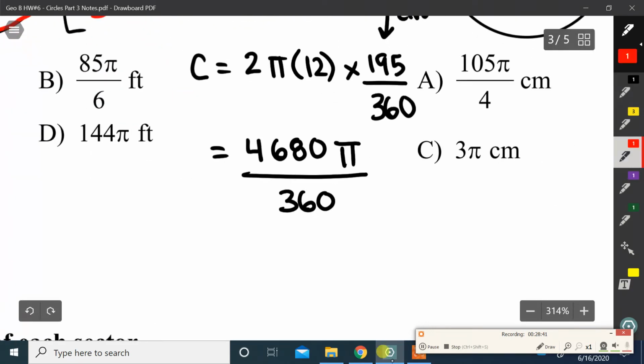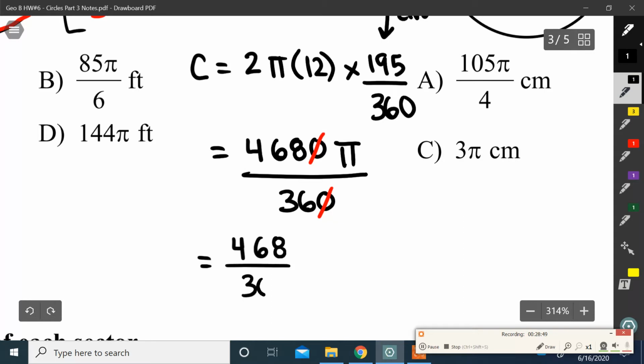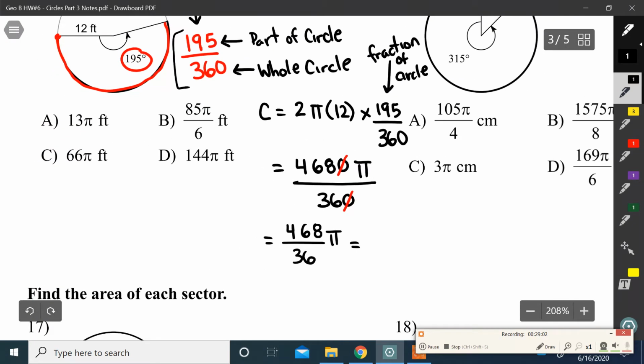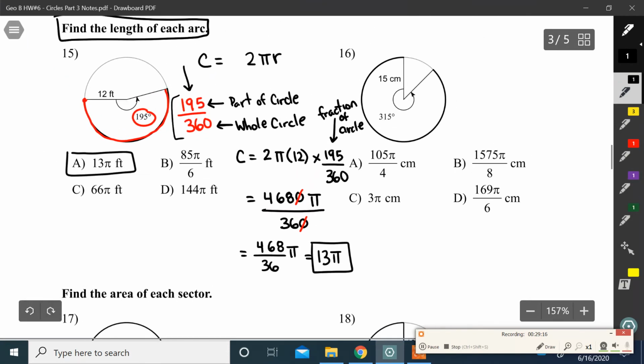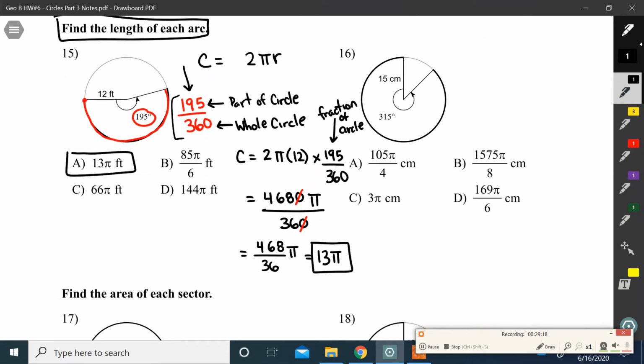Something that I see here is that I could divide by 10, and I'll get 468 over 36 pi. I'm going to check if 468 is divisible by 36. Oh, actually it is. If I divide 468 by 36, you actually get 13. And that will be 13 pi as your final answer. So the answer for this one will be 8.